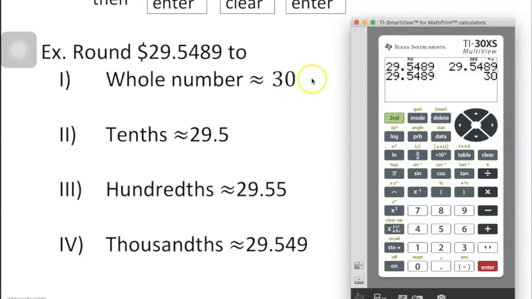So that gives me 30. It automatically rounds up because this is a whole number, and this number is 5 or bigger, so you add 1 to this one and get 30. So the calculator does it for you also.